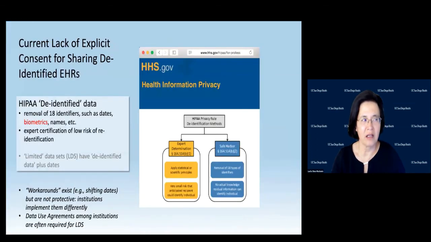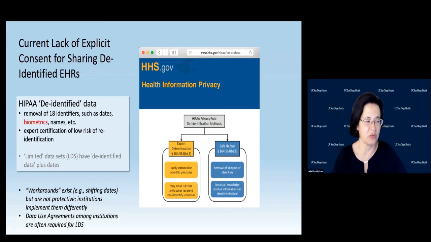So I wanted to make it clear that for HIPAA so-called de-identification, there are two methods: expert determination and safe harbor. Safe harbor is usually the removal of 18 identifiers such as dates of service, biometrics, names, social security numbers, etc. Expert determination is very rarely used, so I will not go into those details. There are also so-called limited data sets that have de-identified data plus dates, and these are usually transacted through data use agreements of institutions.